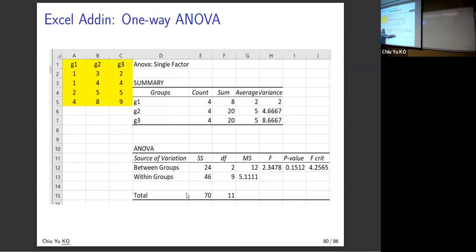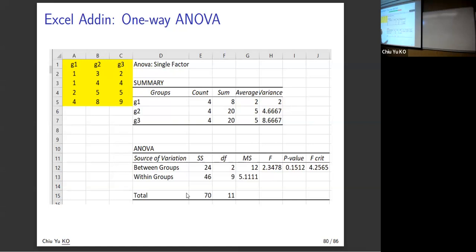Within group, DF is 9, which is N minus C. N is 12, and 12 minus 3 is 9. This one is N minus 1, and 12 minus 1 is 11. But anyway, these add up to this one. This add to this one, this add to this one. This is coming from that, and this is how to calculate this. Remember how to calculate this.